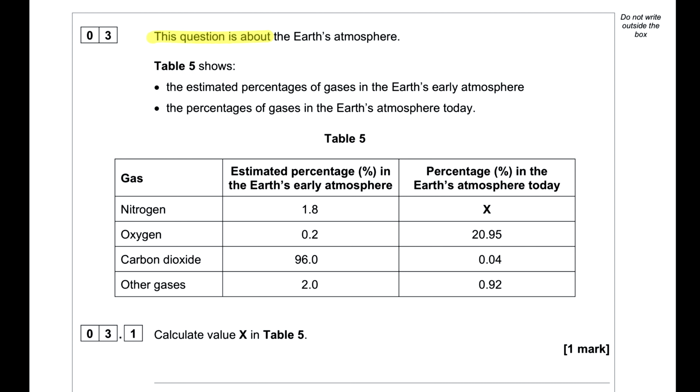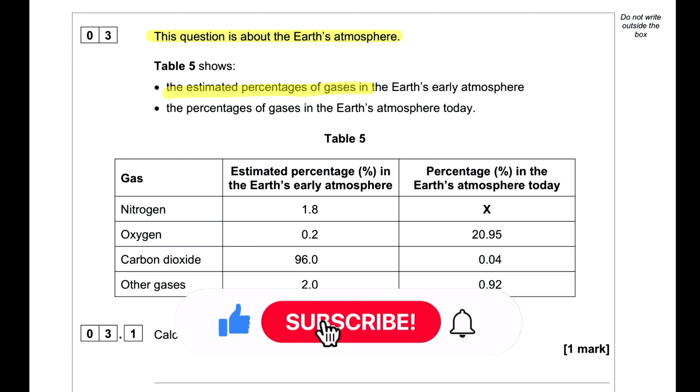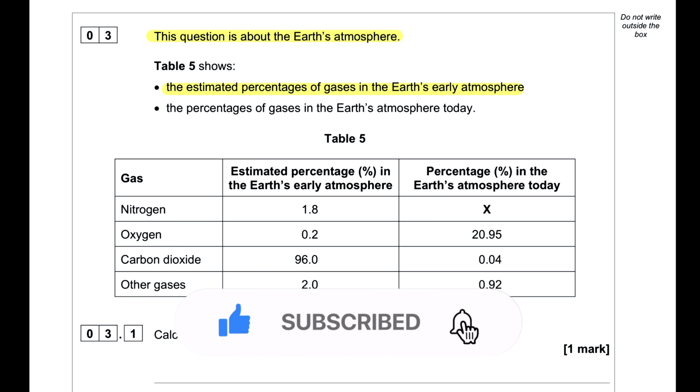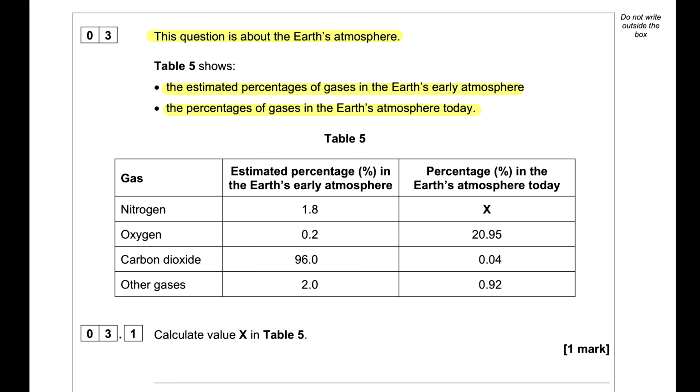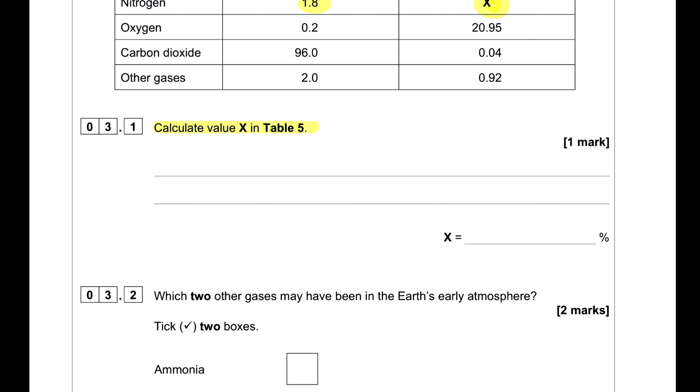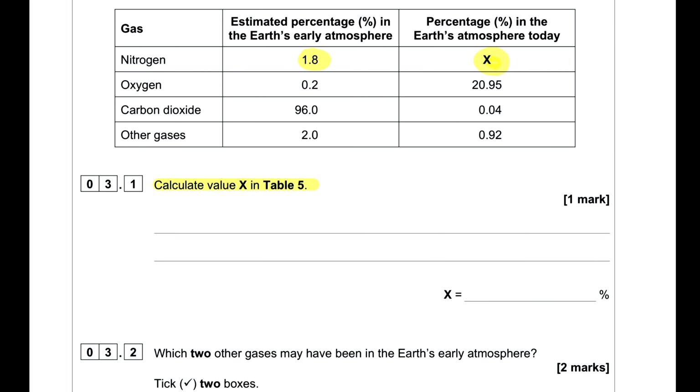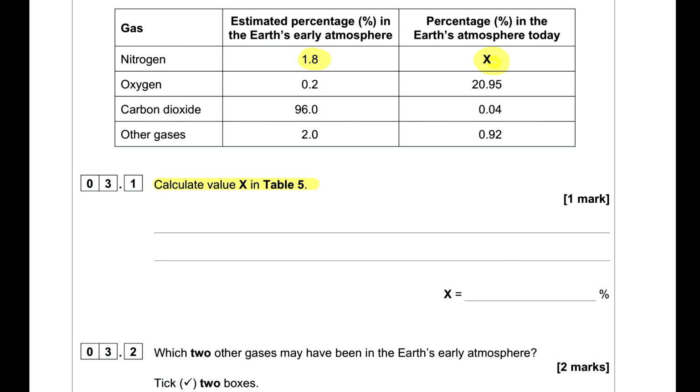This question is about Earth's atmosphere, the estimated percentage of gases in the Earth's early atmosphere, and the percentage of gases in the Earth's atmosphere today. So nitrogen was 1.8%, and now nitrogen is 78%. Calculate the value of X in table 5. To calculate such values, we know the total percentage is equal to 100.